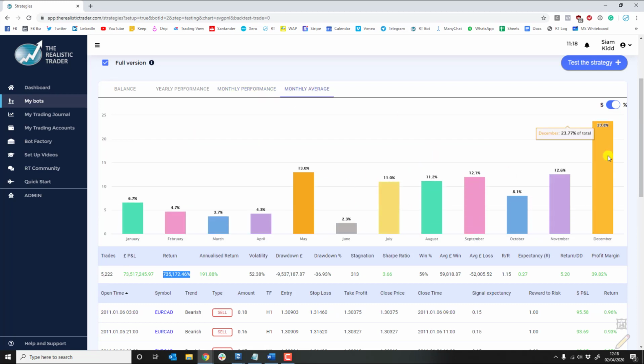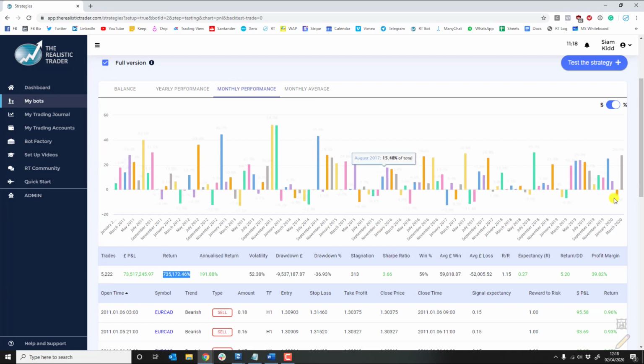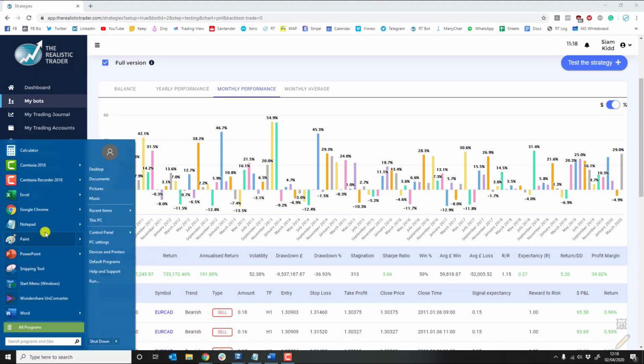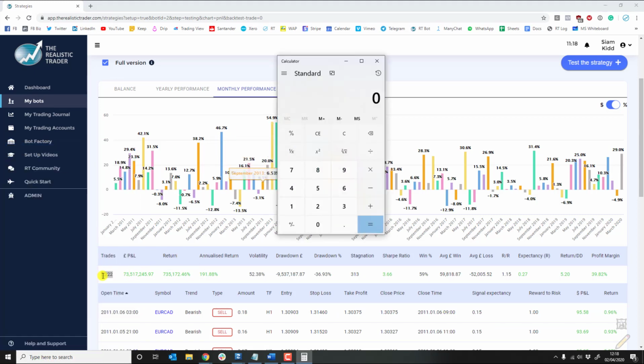It shows you a monthly average. I wouldn't worry too much about that. It's this monthly performance that you need to look at. So let's break it down over here. Trades. During this whole period, it generated 5,222 trades. Now, if you were to get a calculator up and work that out, 5,222 divided by, let's just call it, 9.4 years, that's 555 trades a year on average.